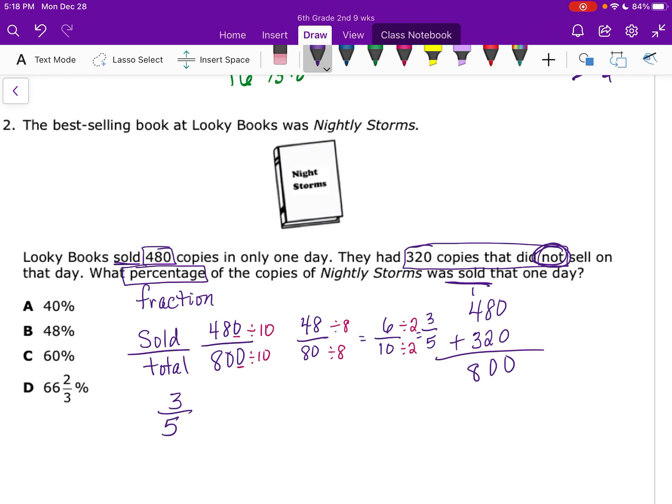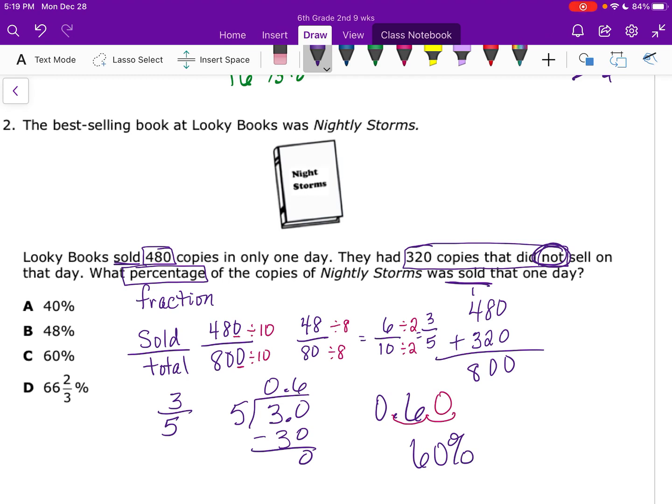And then I want to do what to that? I want to make it a decimal. So I'm going to do 3 divided by 5. Okay, so it's 0.6. And then to make 0.6 a decimal, it's already a decimal. To make it a percent, I have to move my decimal 2 places to the right. So that's 60%.